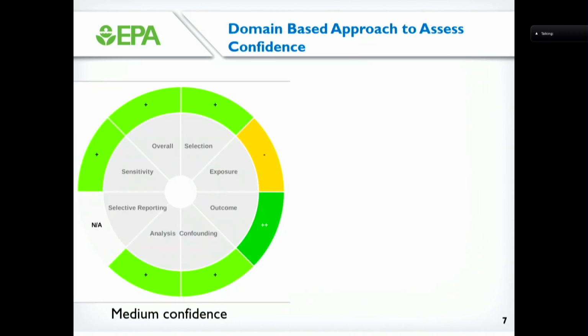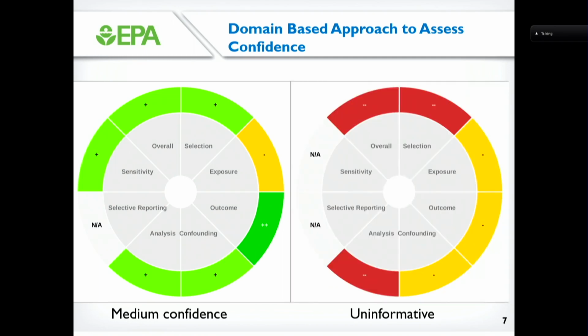So here might be an example of a medium confidence study. This would be an epi study, I can tell from the fields, where you can see things are mostly green. There were some issues with the exposure assessment, which probably is the reason why it landed with medium confidence. Here's maybe a study that might, based on this domain approach, be considered uninformative.